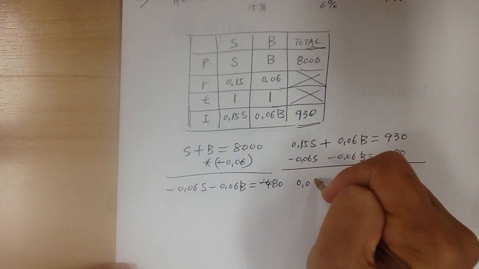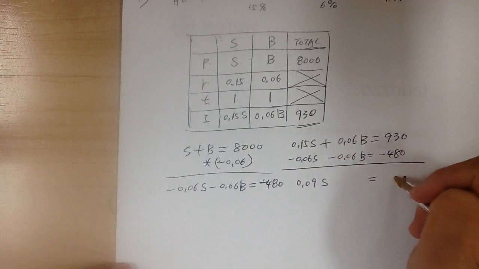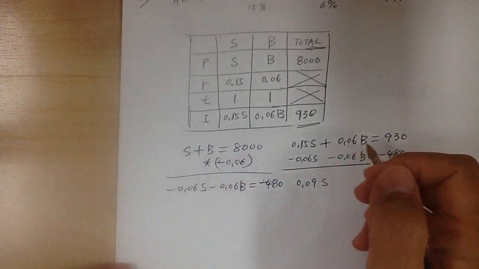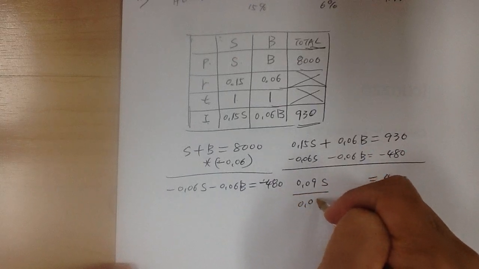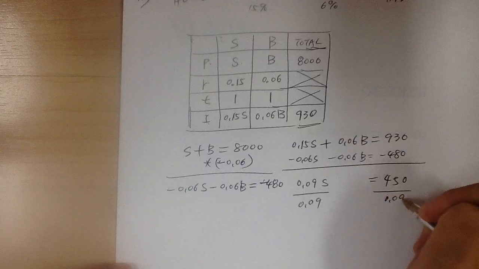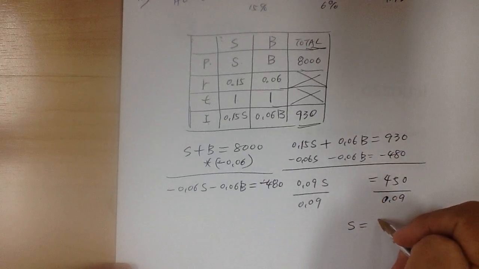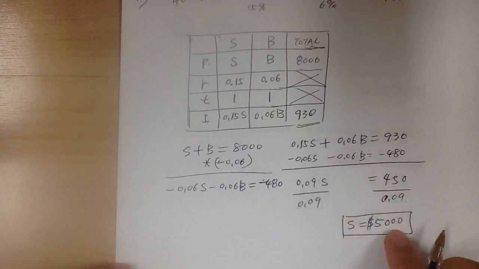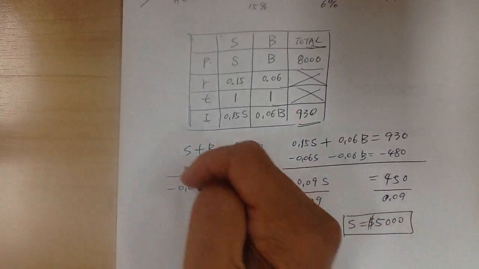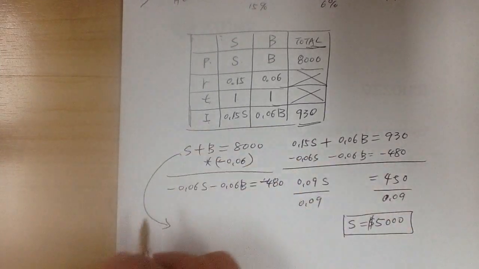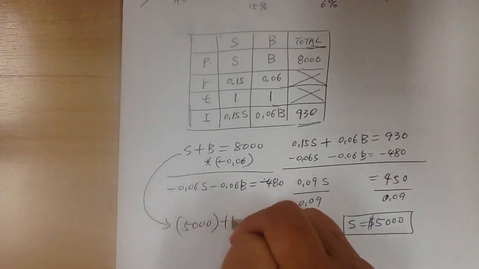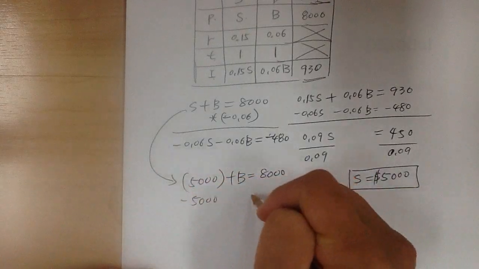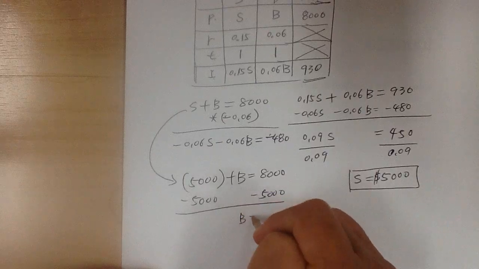So I get 0.09s equal to 450. And then you divide by 0.09, divide by 0.09. So S will equal 5,000. So the stock would be 5,000. Once you find the stock is 5,000, then for the bond you just substitute here, right? So it will be 5,000 plus B equal to 8,000. And you minus 5,000, so B will equal 3,000.